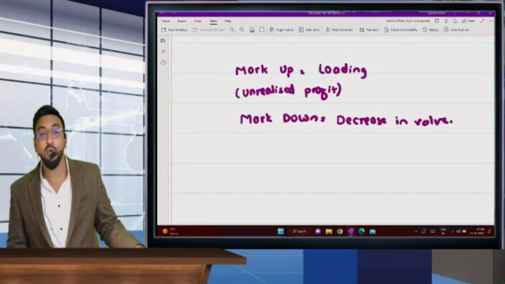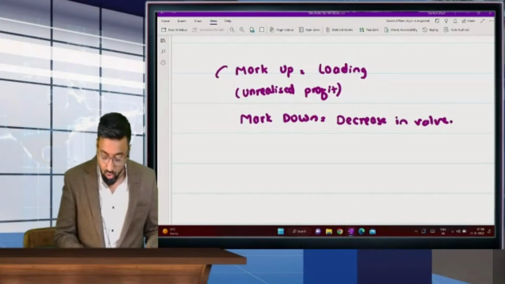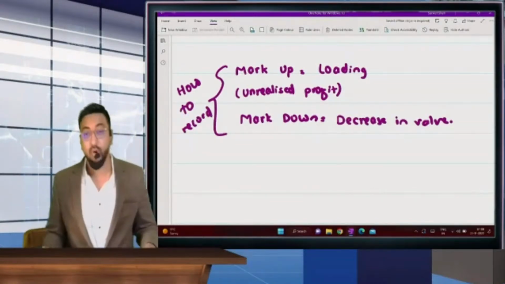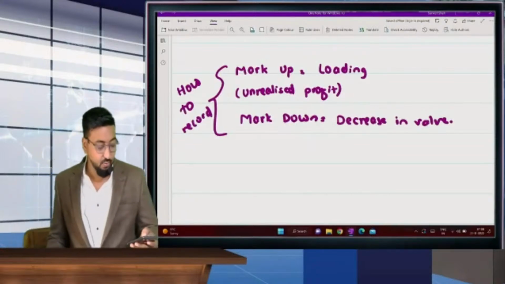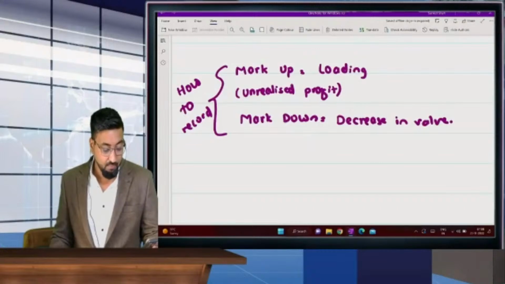Now, where and how to record this is a very important concept, and we have to understand it in this session. Markup is nothing but it's above the market value.